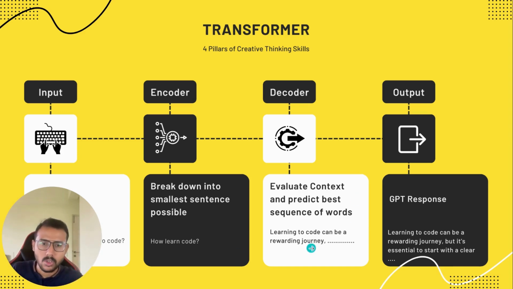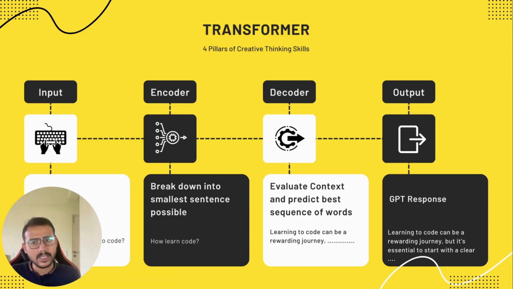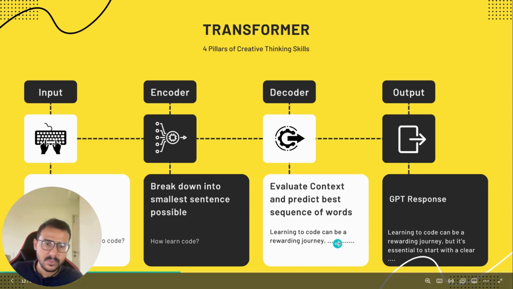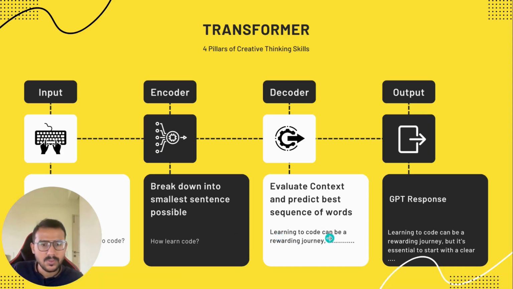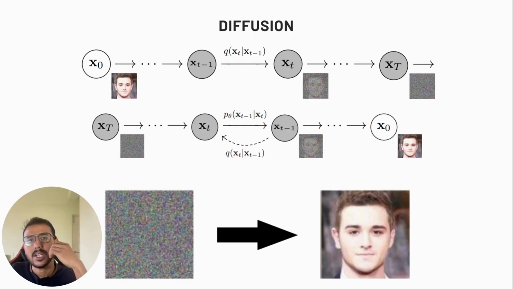We then move to the decoding stage. This stage generally involves evaluating the context and predicting the sequence of words for the response. So it evaluated the context, predicted the best sequence of words, and then started creating the words for the response. On the other hand, how exactly does diffusion work?